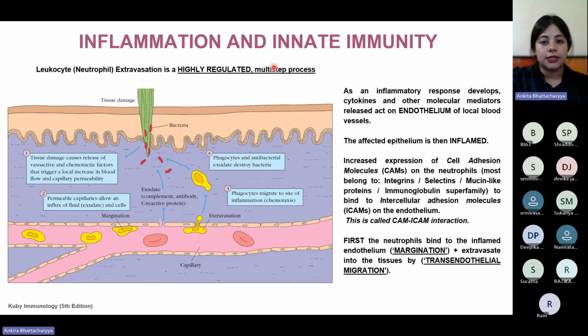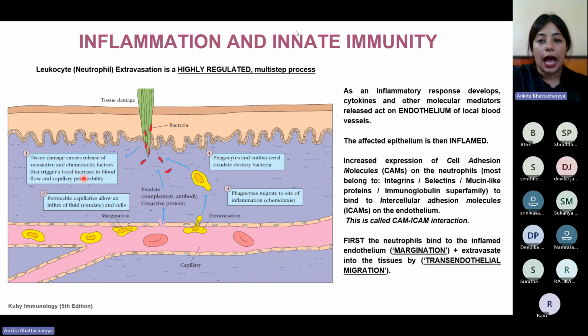And the third step is that phagocytes migrate to the site of inflammation because of chemotaxis. Upon tissue damage, there is a release of chemotactic and vasoactive factors, like I just said. Because of the presence of chemotactic factors, the cells start migrating towards the region where an increased concentration of chemoattractants is present. And then finally, the phagocytes and the antibacterial exudate are able to destroy whatever pathogen had come in. So that is the way in which it occurs.